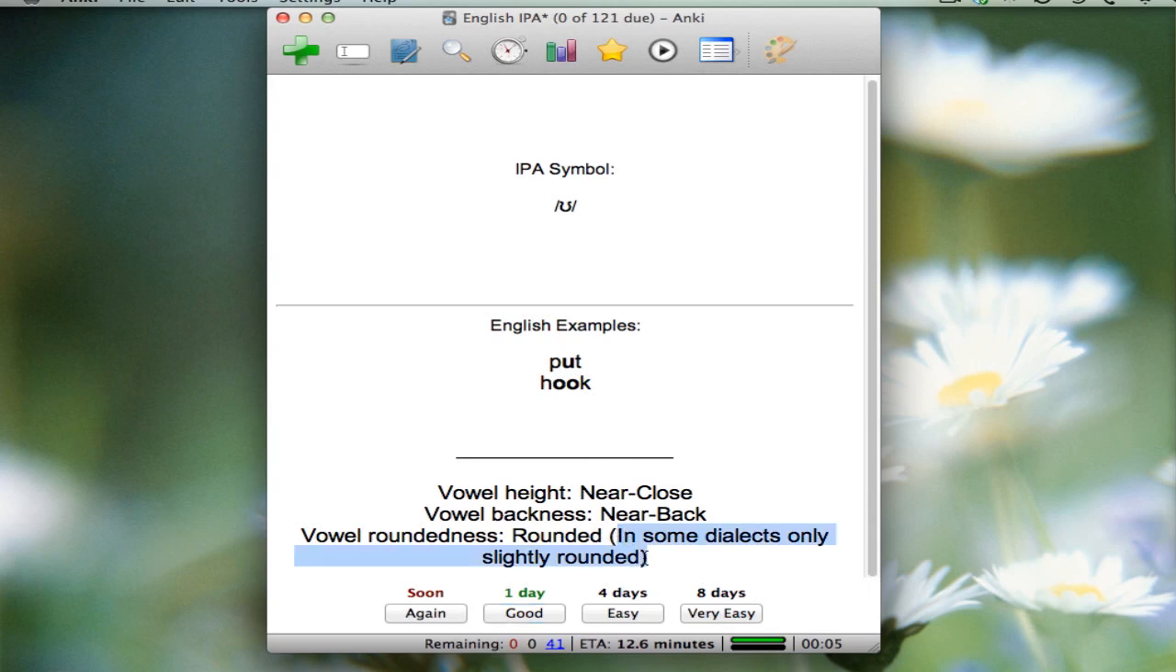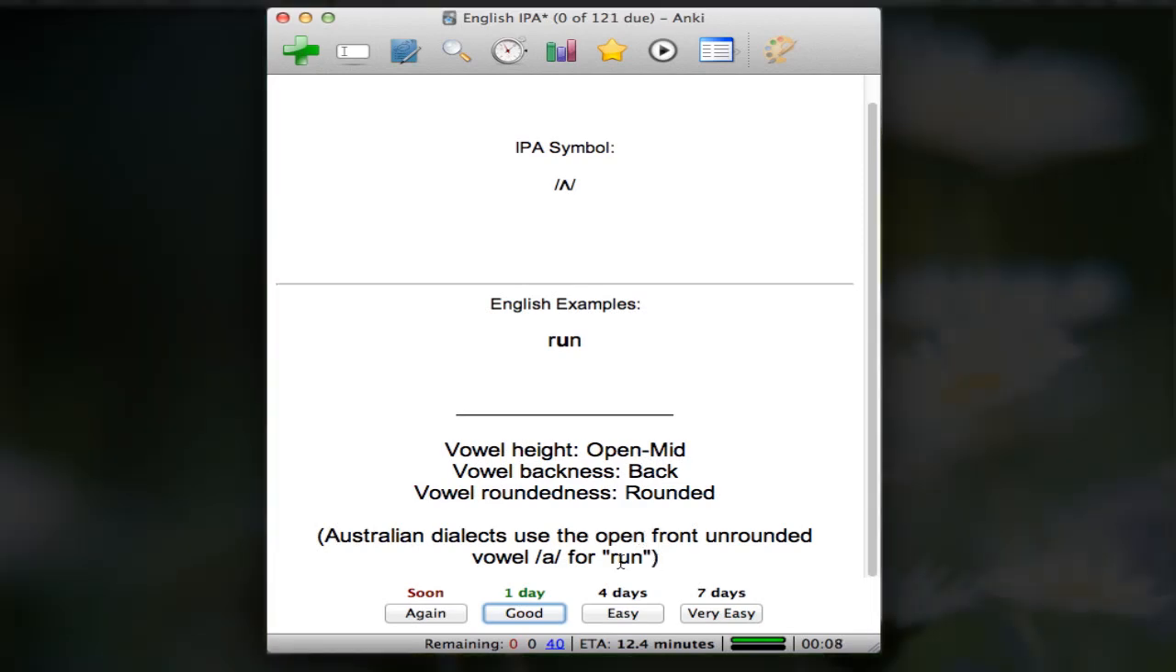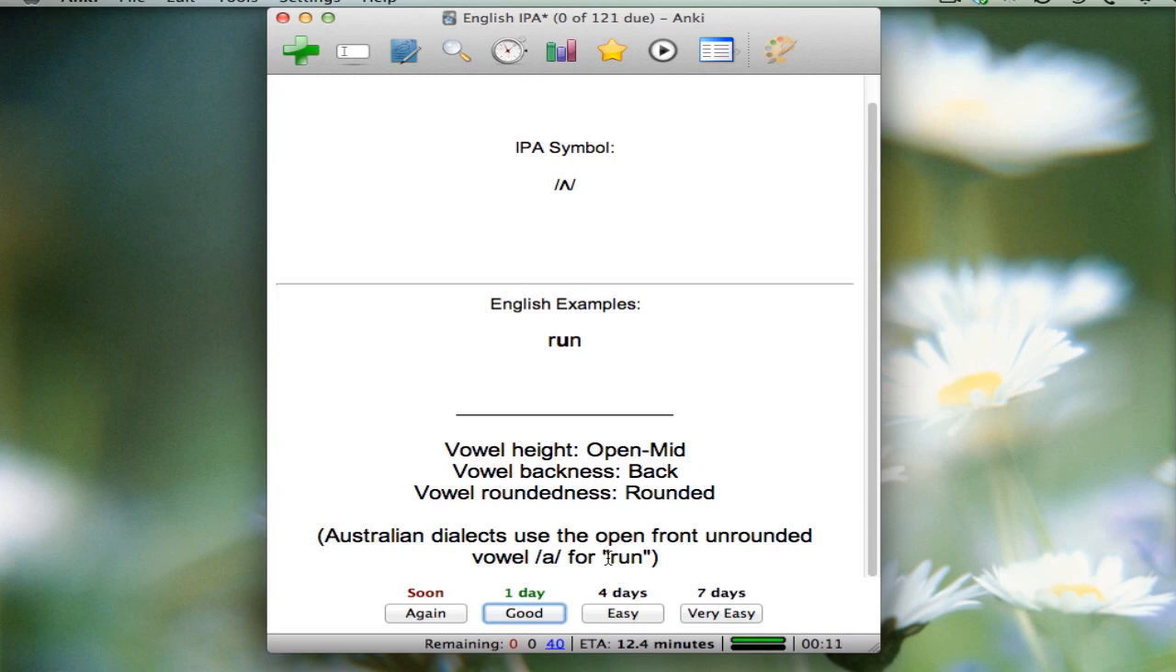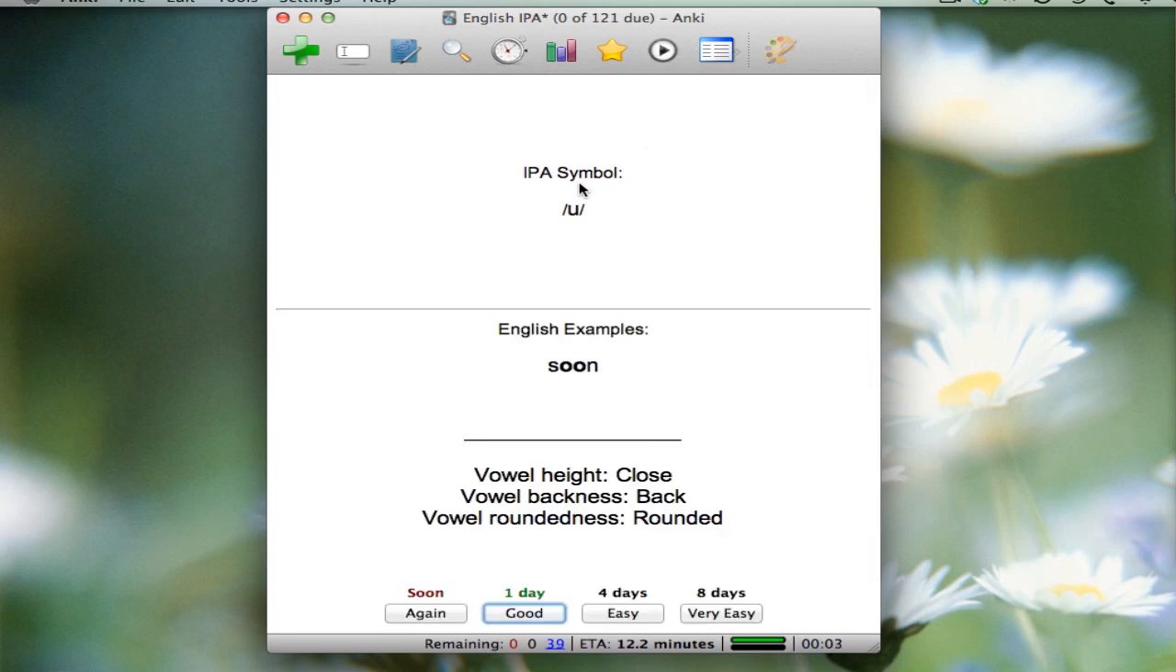Some dialects of English will not round this quite so much. Some people will say put with slightly less rounded lips, but in general, it's pretty consistent across all the dialects of English. Only Australian dialects have some differences here, which is fascinating. I've never heard run. I guess that does exist, but in general, the sound is different. Oo is about the same everywhere.